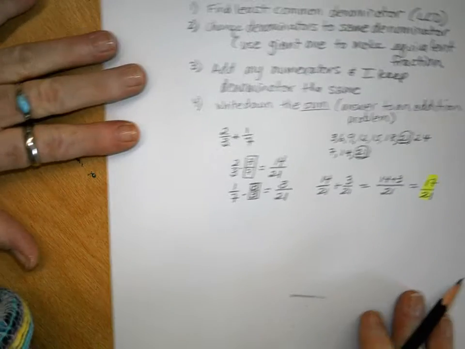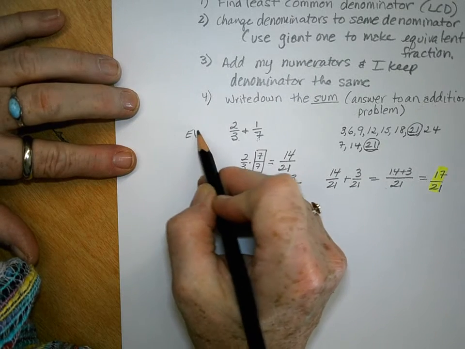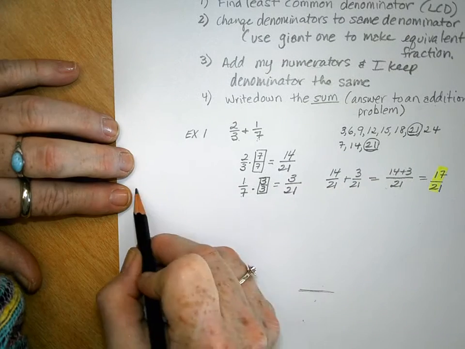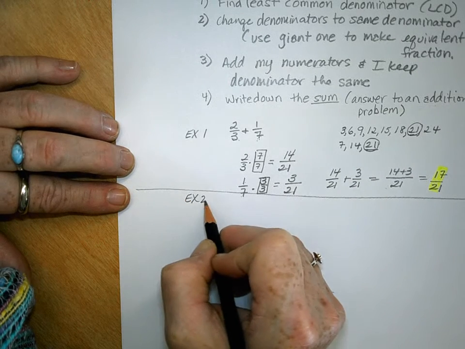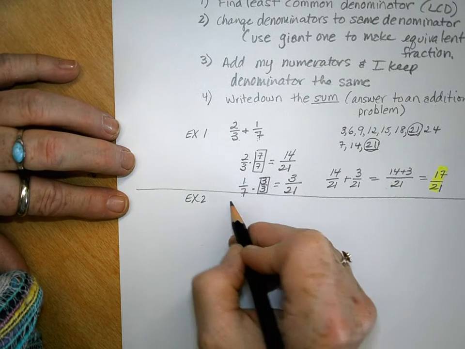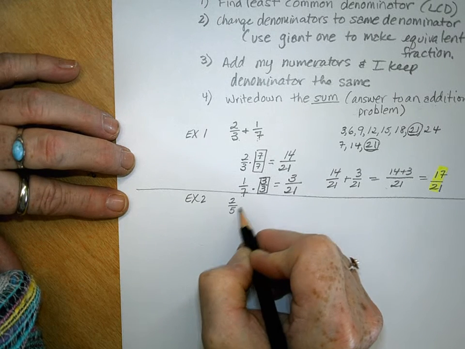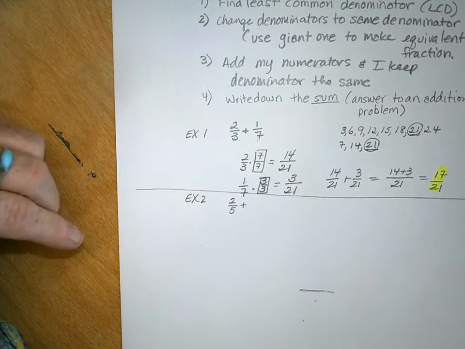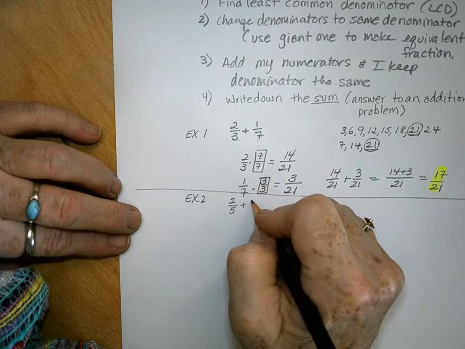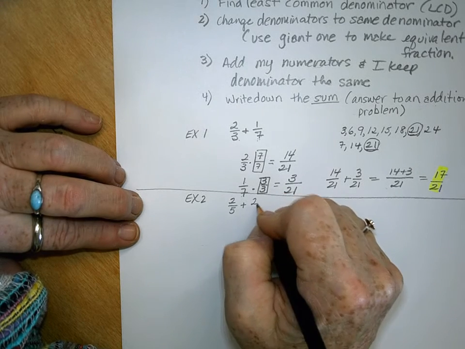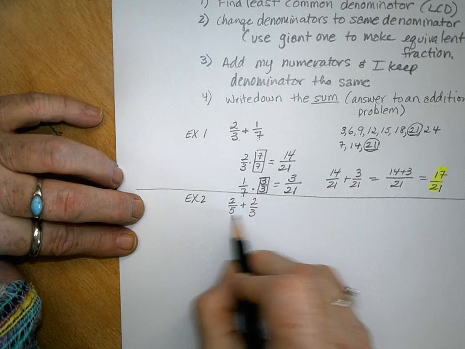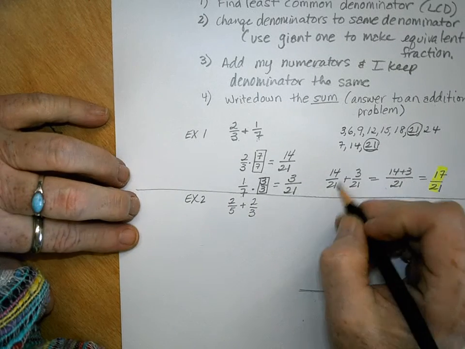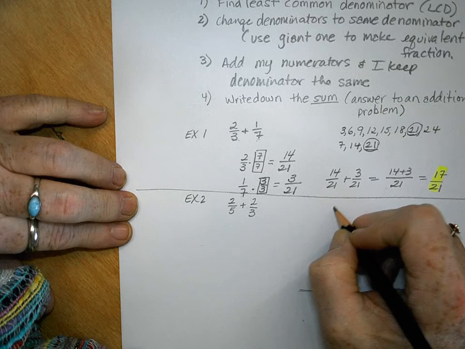I'll do a second example. So this is my first example. Example 2. I have 2/5 plus 2/3. So the first thing I need to do is find a common denominator. I write the multiples of these denominators.